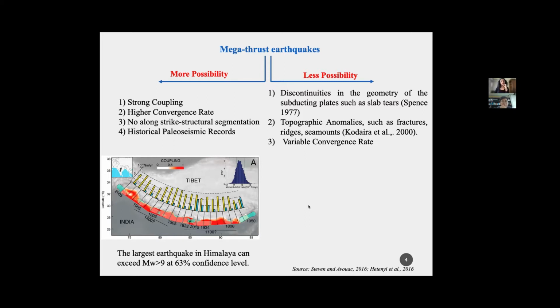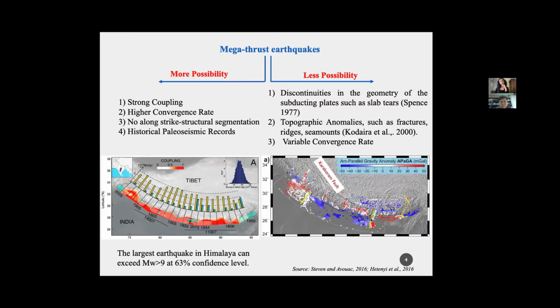And the study was based on gravity data. And they have shown that Himalaya is segmented into four different segments: Northwest Himalaya, Central Himalaya, Bhutan Himalaya, and Eastern Himalaya. Also, through geodetic measurements and also through geological measurements, it has been shown that the convergence rate of Himalaya is variable.